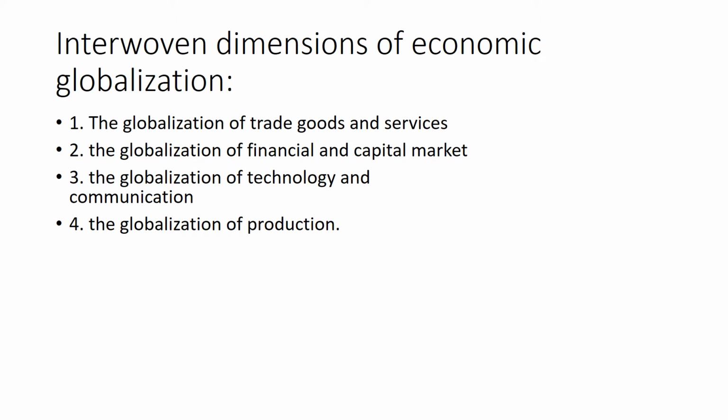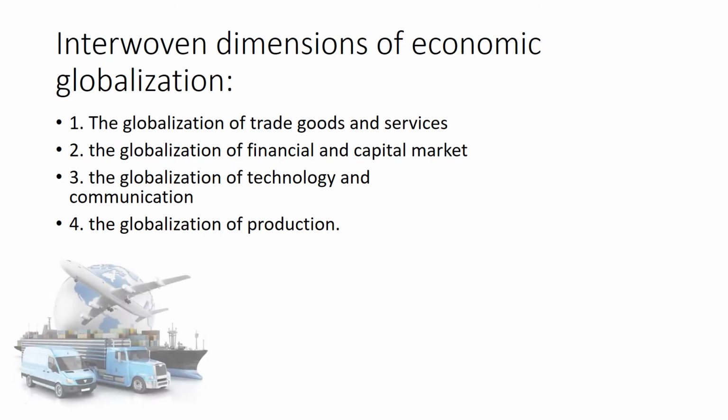And there are interwoven dimensions of economic globalization. First is the globalization of trade in goods and services. That's why products from abroad are already available here. It's because of technology, through cargo trucks, shipping lines, and even airplanes. They transport goods and services from one place to another. And probably the t-shirt you're wearing now has traveled to more places than you. The raw material came from Brazil or somewhere, India or China, and then another country developed it, and before it arrived here, it went around the world.